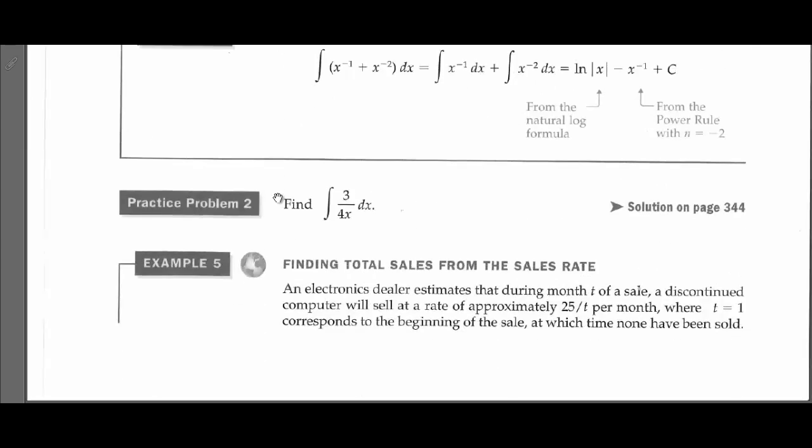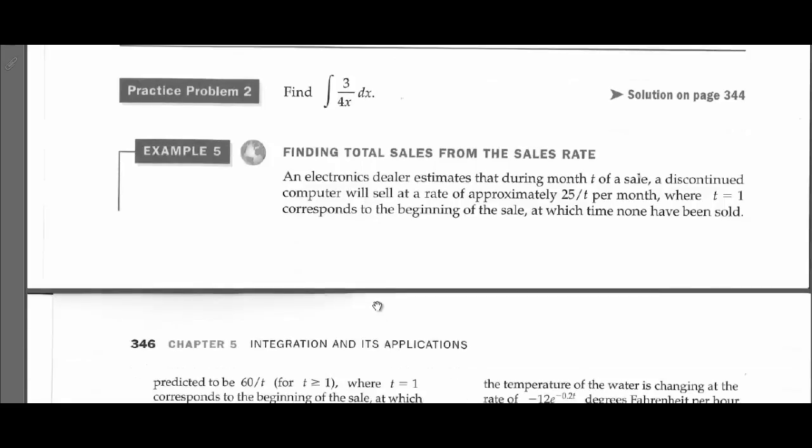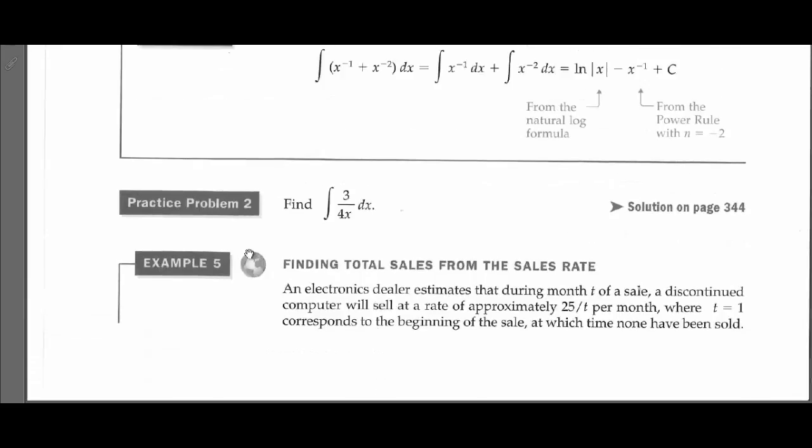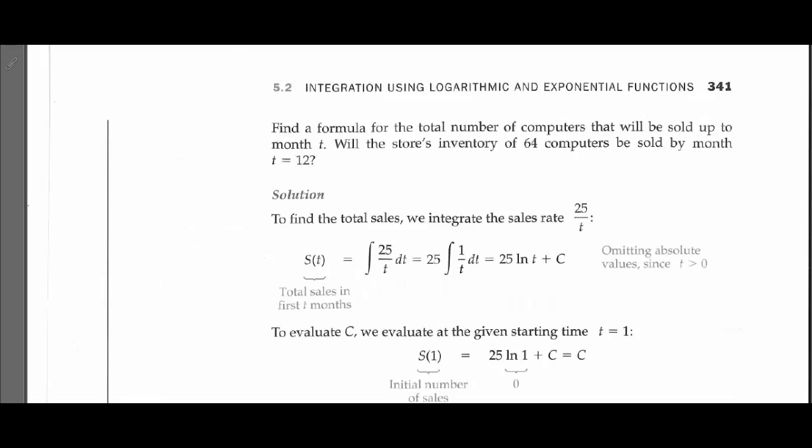So we have another one, an electronics dealer, and this one right here. He estimates that during month t of a sale, a discontinued computer will sell at a rate of approximately 25 over t per month, where t equals 1 corresponds to the beginning of the sale, at which time none have been sold. Find a formula for the total number of computers that will be sold up to month t. Will the store's inventory of 64 computers be sold by month 12?